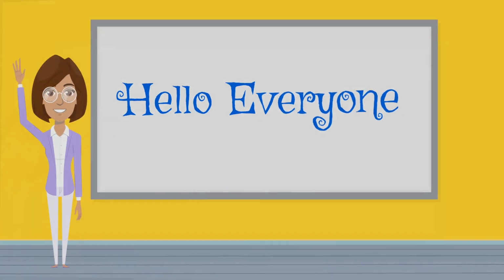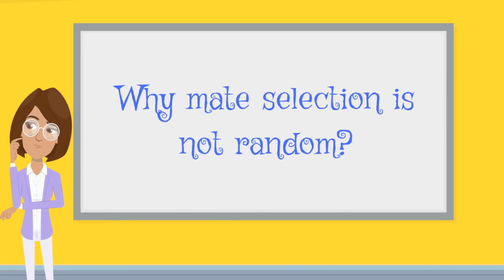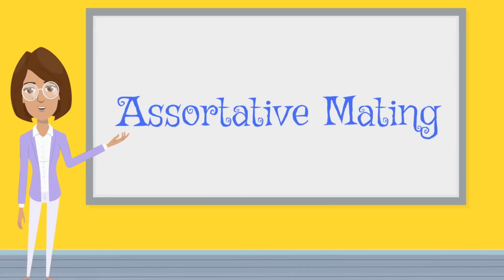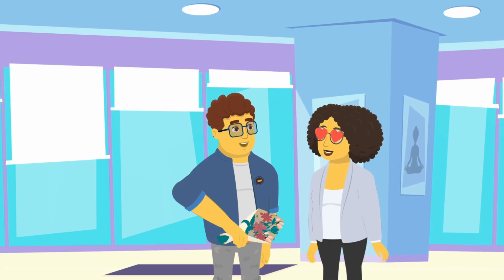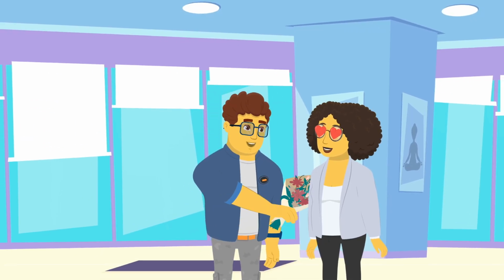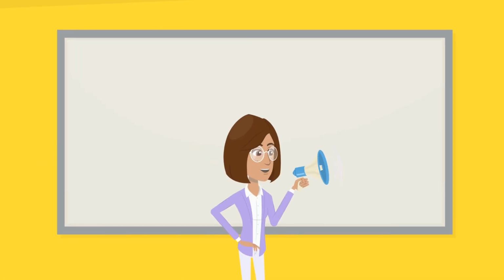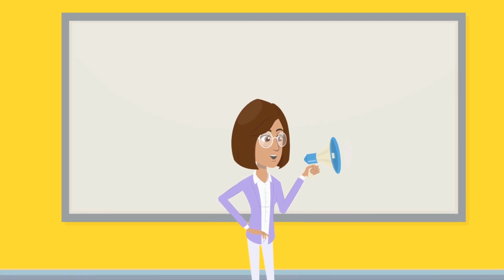Hello, everyone. Have you ever wondered why the selection of mates is not random? This pattern isn't just a coincidence. It's called assortative mating, and it plays a fascinating role in shaping the genetics of populations. It's also connected to other important genetic concepts like inbreeding, linkage disequilibrium, and population structure. I know these are big terms, but don't worry, I am going to explain what those terms mean.